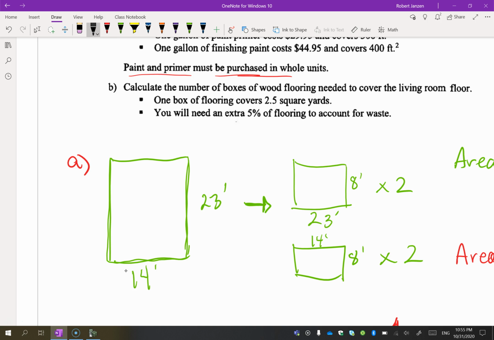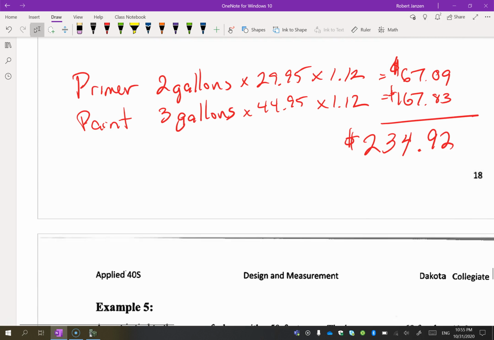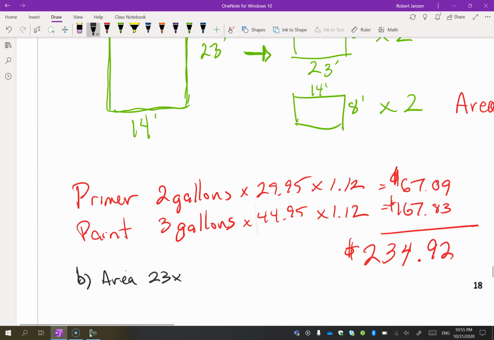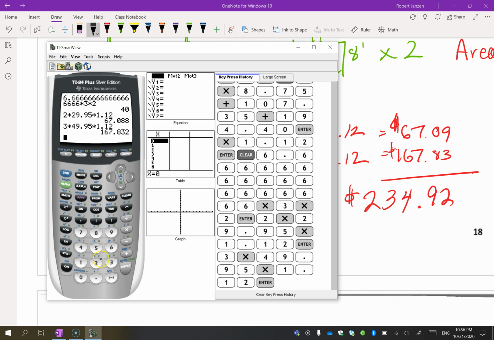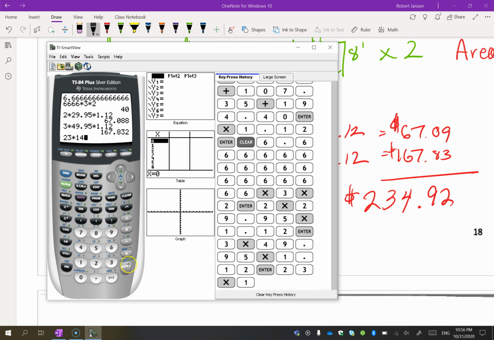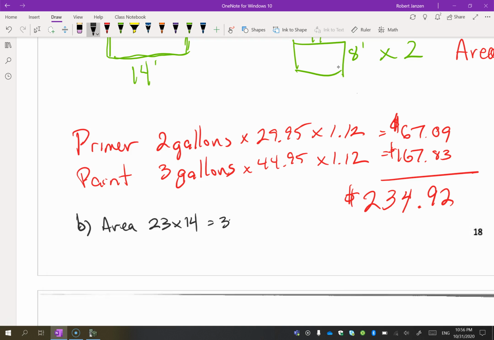B, it says 1 box covers 2.5 square yards. Well, first of all, let's find the area. The area is 23 times 14, but this is going to be in feet. Okay, so let's do that. 23 times 14, so 322 square feet.